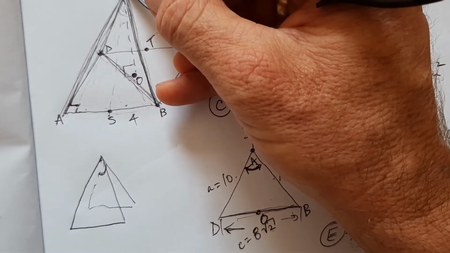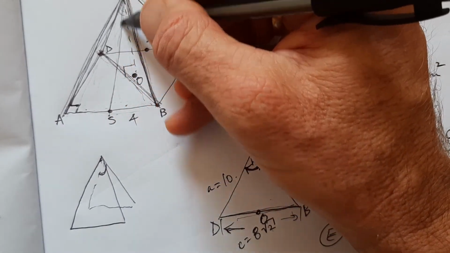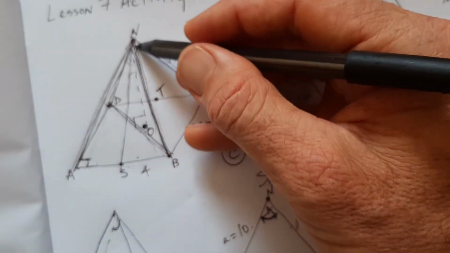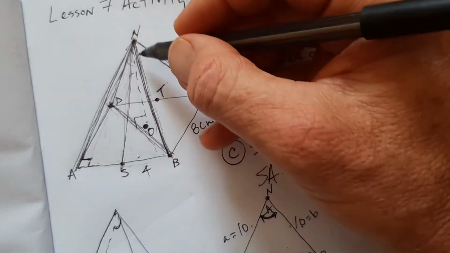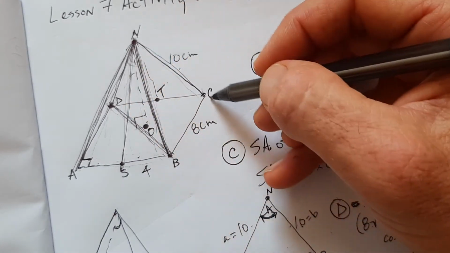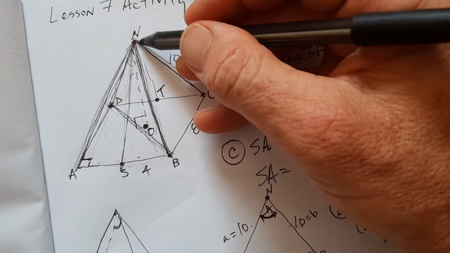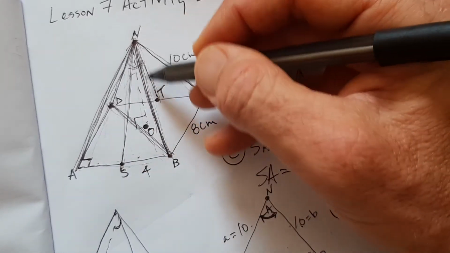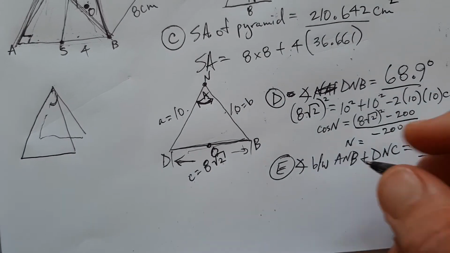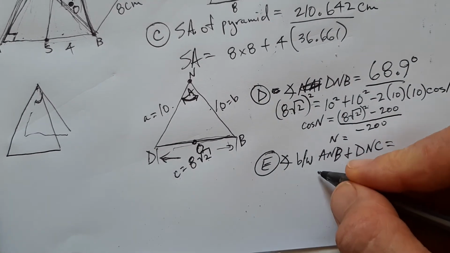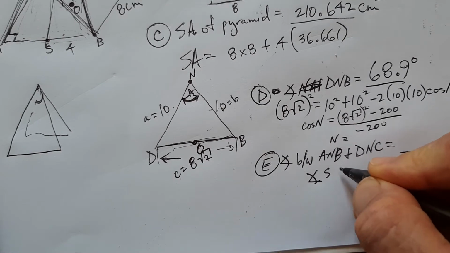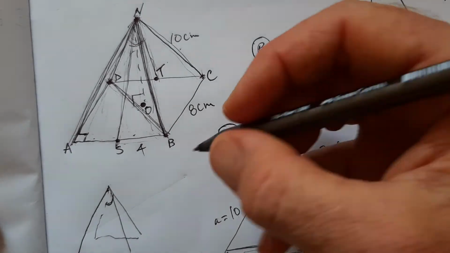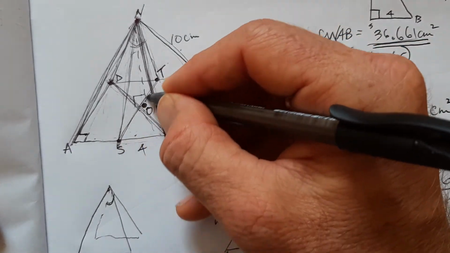That angle will be the same as this angle, like this height, the height of triangle ANB, NS, and the height of triangle DNC, NT. So I want to know the angle SNT. Now, how do I know that? Well, I do know this distance across here would be 8.